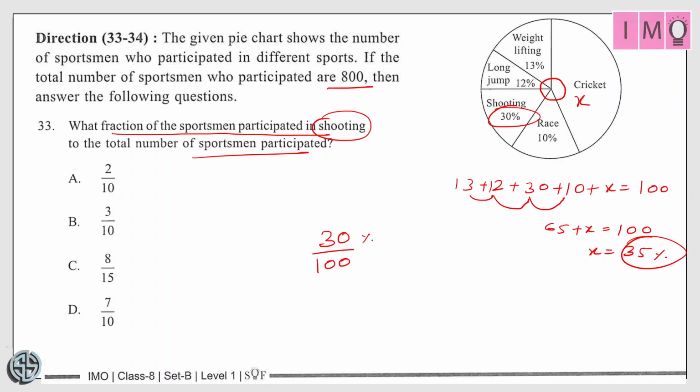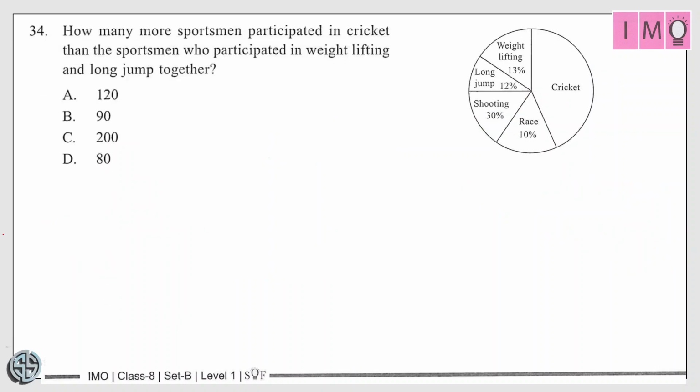So what will be the fraction over here? Percentage will cancel out with percent, so the answer will be 3 upon 10 here. Now the next question, how many more sportspersons? Cricket you have earlier calculated is 30%, 35.